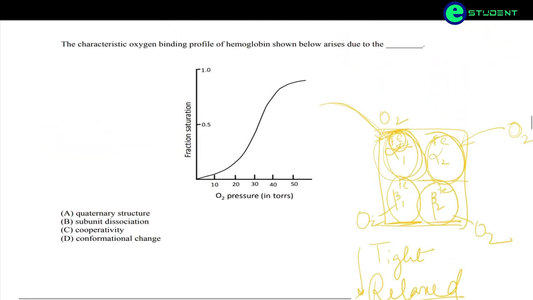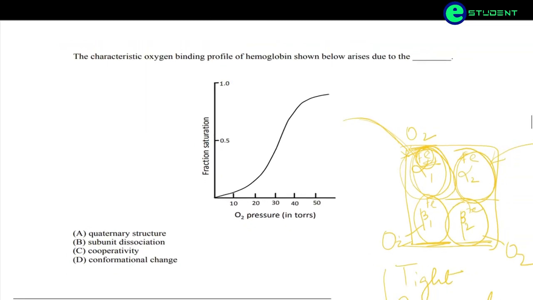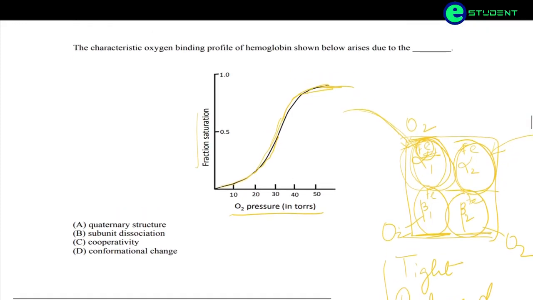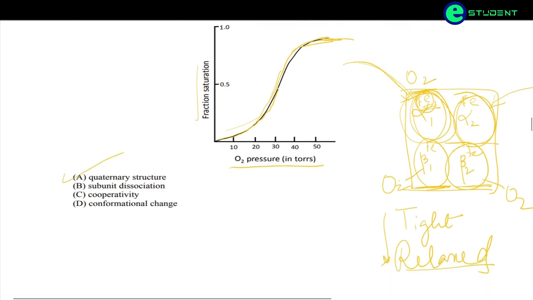Now let us see the options here. There is partial pressure and fraction of saturation. This is a sigmoidal curve. With increase in partial pressure, there is an increase in saturation, and at one point this becomes stagnant, with no more saturation taking place. So does the sigmoidal curve arise due to quaternary structure? Yes, absolutely true. Hemoglobin has a quaternary structure.